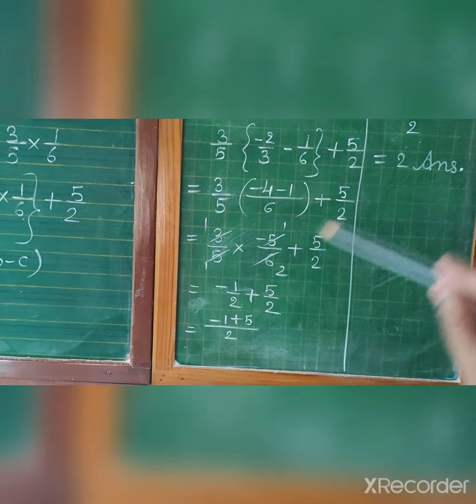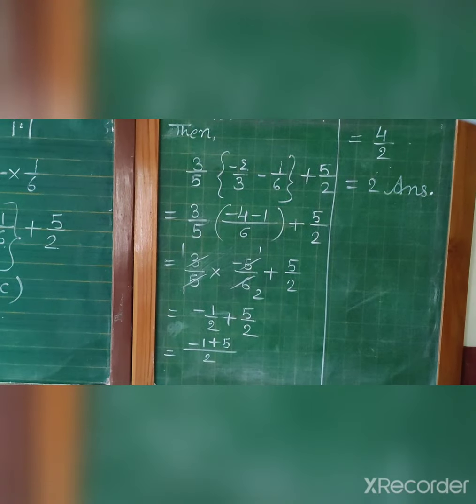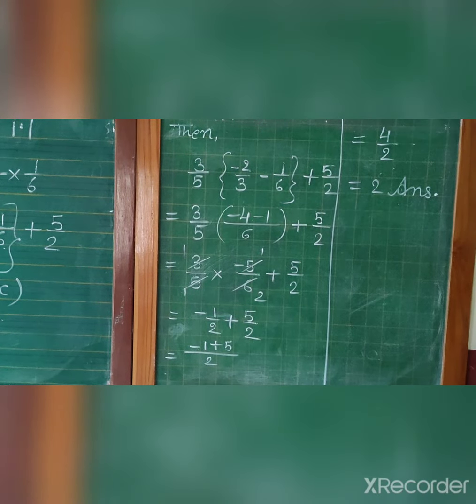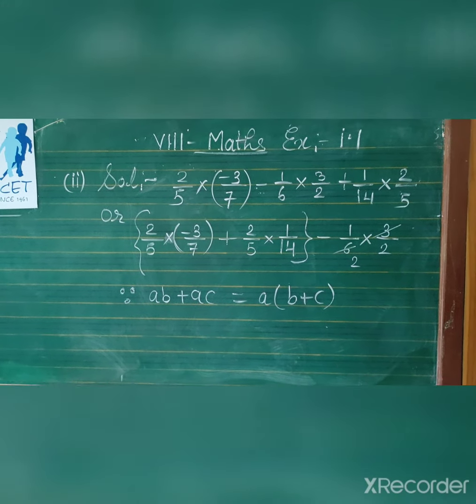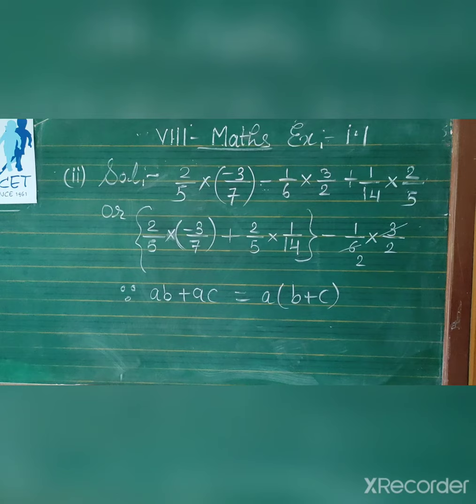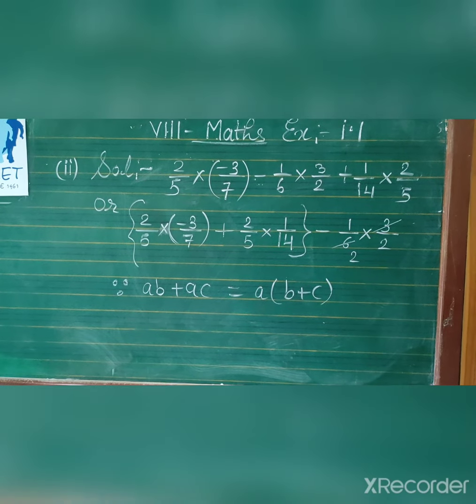So minus 1 plus 5, so 4 upon 2, that means 2 twos are 4. So the answer is 2. Now second question: 2 upon 5 into minus 3 upon 7 minus 1 upon 6 into 3 upon 2 plus 1 upon 14 into 2 upon 5.